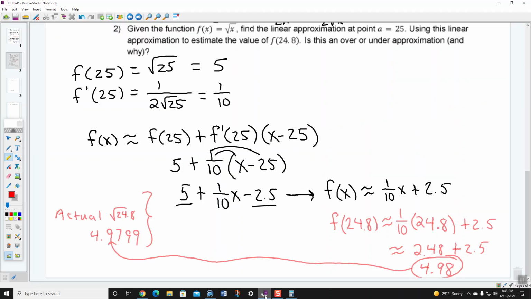This is going to be an overestimate, and this is proof right here, value-wise here and here. We just showed, going to be the same, but a little bit over, right? So it's an overestimate because the graph is concave down.